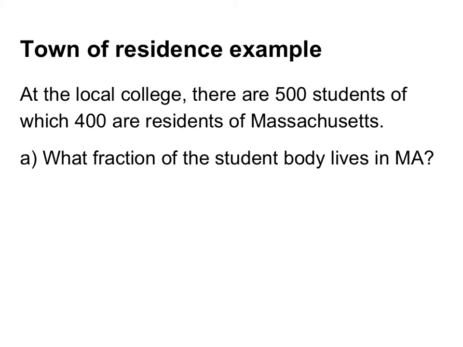So let's start with the first one. Again, a local college, 500 students, 400 are residents of Massachusetts. And the question is, what fraction of the student body lives in Massachusetts? There are some really key things here that we want to focus in on. We've talked a lot in past units about how what you take a fraction of is very important. If you'll notice here, we're taking a fraction of the student body. So that's the whole. And then within that whole, we are looking at those who live in Massachusetts.